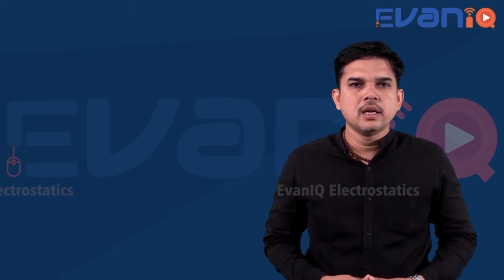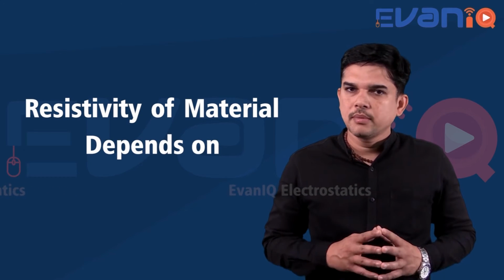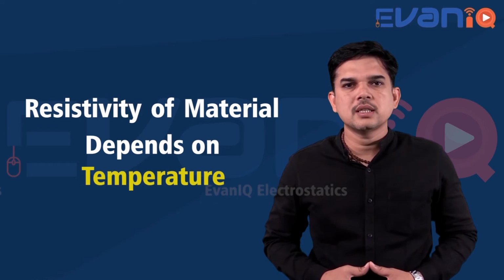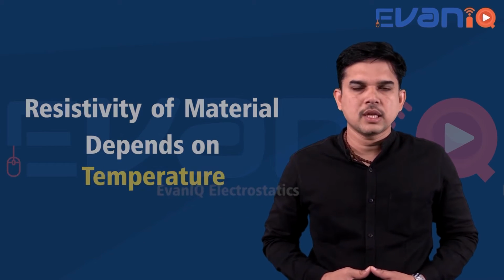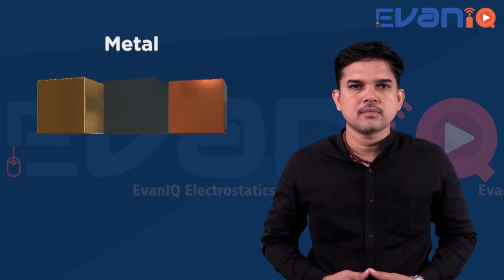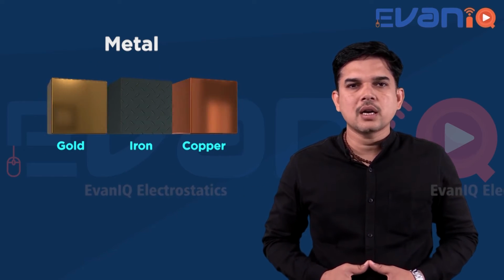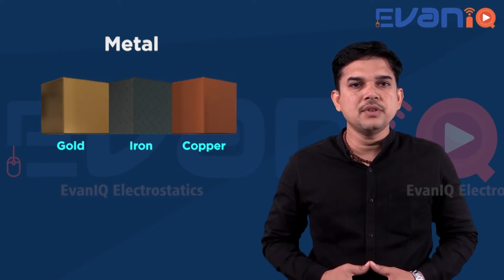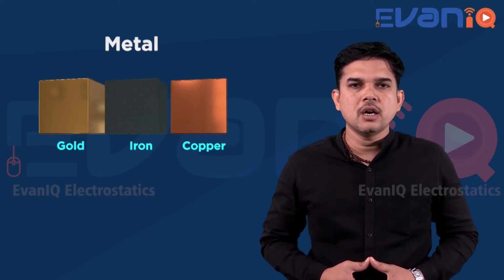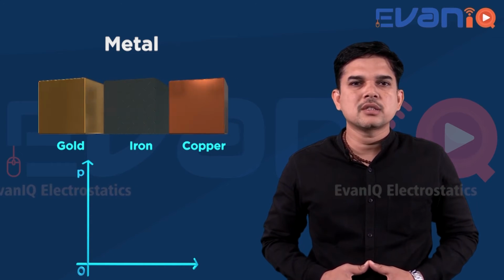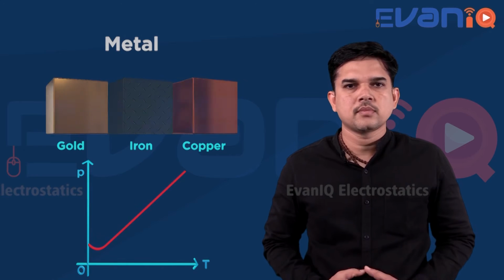Like resistance, resistivity of a material also depends on the temperature. Let us discuss the dependency of resistivity on different materials. First we will take metals: iron, gold and copper. These are pure metals, and the resistivity of these metals depends on the temperature, and the curve for these metallic objects will be like this, almost proportional.